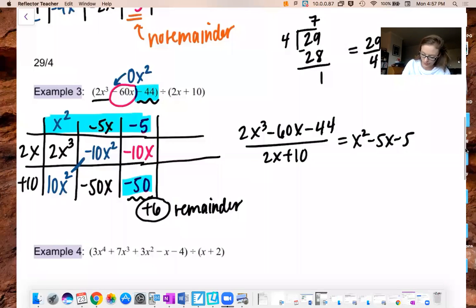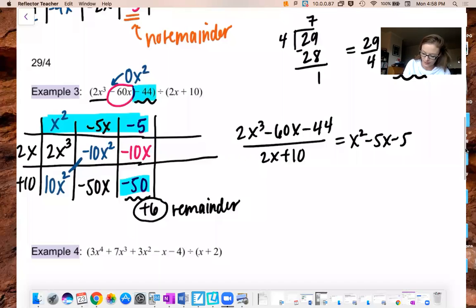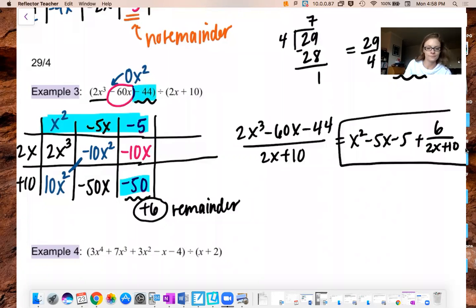And then our remainder, we're writing it the same way that we did right here. So you have whatever you got as your remainder, which was 6. So we put plus 6. And then our denominator is what we were dividing by. So in this case, it's 2x plus 10. And then that is going to be your final answer.